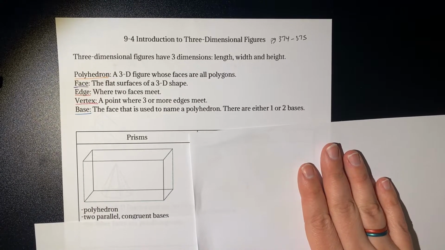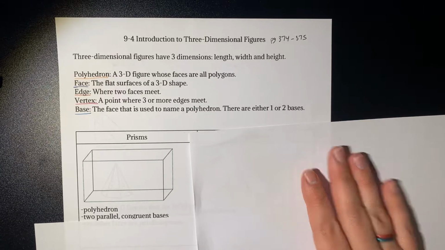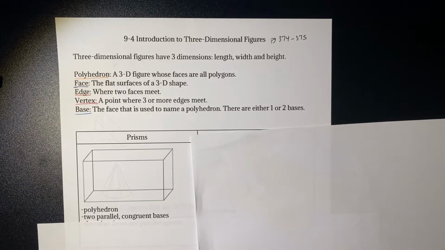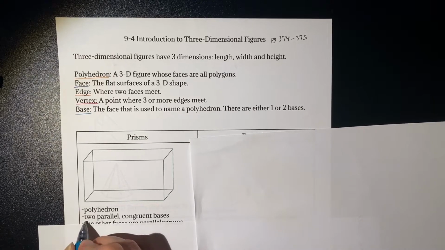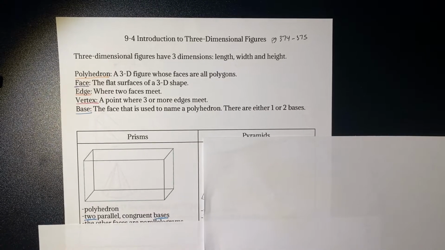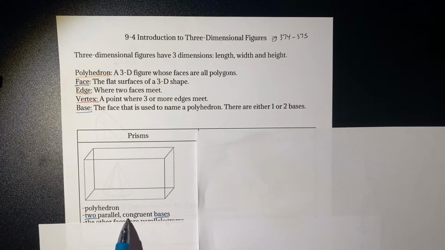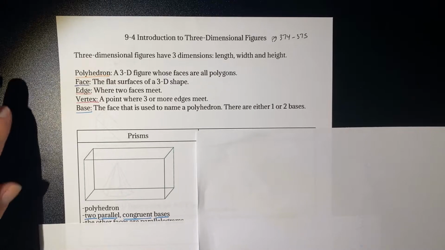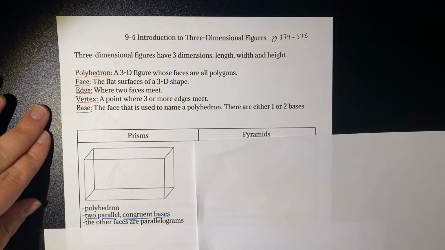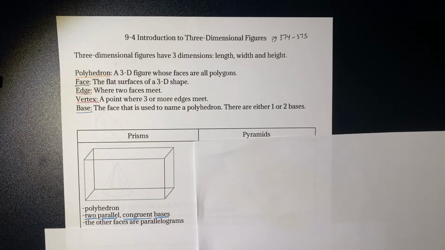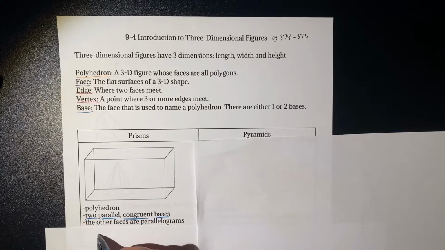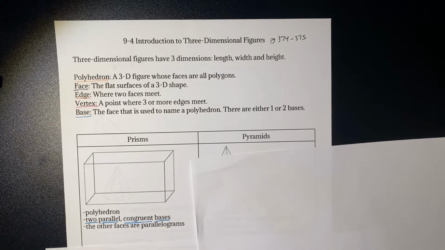They have two parallel congruent bases. So there are two bases, two bases that are the exact same size. So congruent and parallel are important ways to figure out their bases. And the other faces are some form of a parallelogram. So that means they could be a parallelogram, which, remember, I could draw some for you right here.